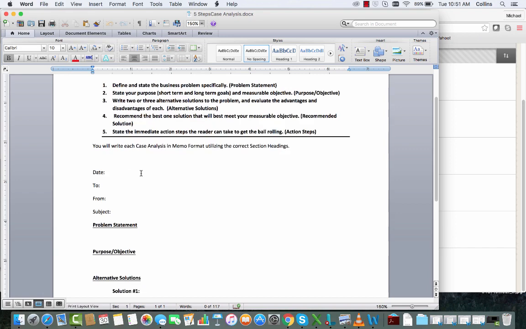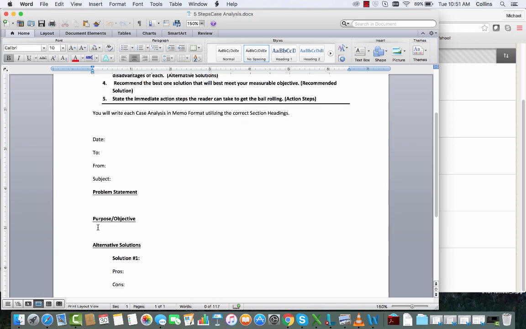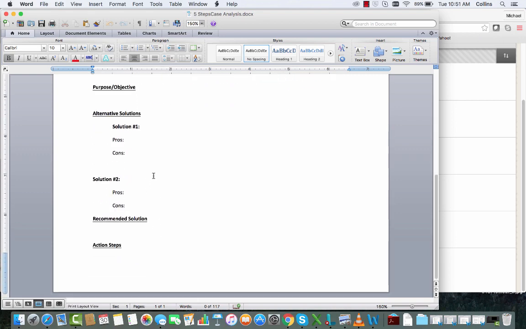You're going to state your purpose, the short-term and the long-term goals. So this should have 2 components. What do you want to do to solve immediately? What is your long-term goal? And then to solve the problem, you're going to come up with 2 solutions. You're going to provide a short sentence, maybe 2, summary of what you propose, the pros and the cons of each. Then you come up with a recommended solution. And then about action steps. You're going to tell us how you're going to implement this plan.